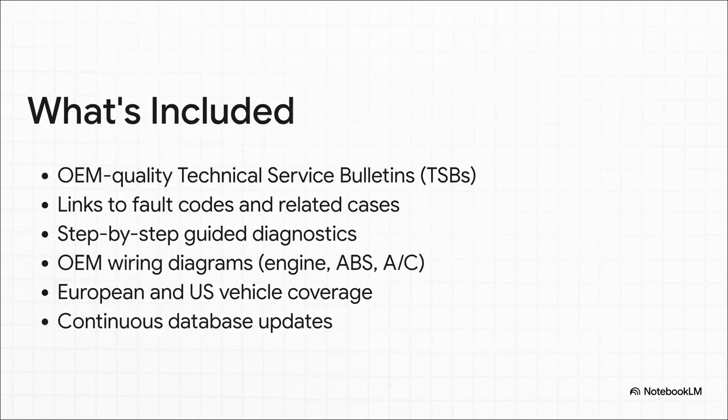So this means you get access to things like OEM quality technical service bulletins. You get direct links from a fault code to related cases and confirmed fixes. You get step-by-step guided diagnostics walking you through common issues. And of course, you get those absolutely crucial OEM wiring diagrams for the big systems: engine, ABS, AC for both European and US vehicles. Plus, the whole database is constantly being updated.